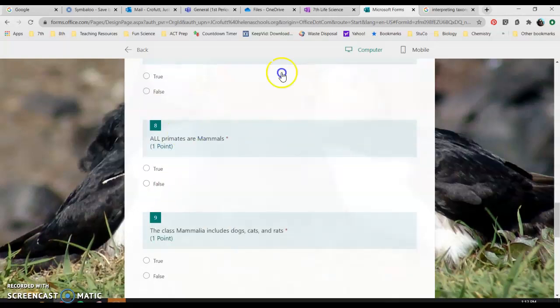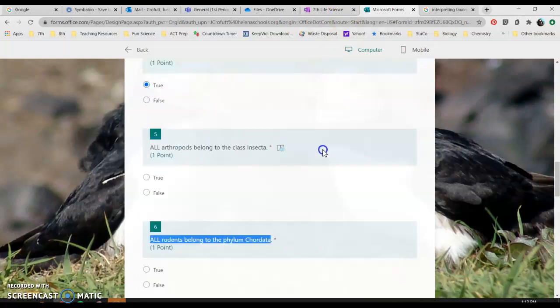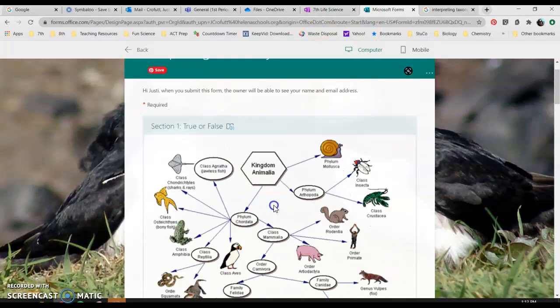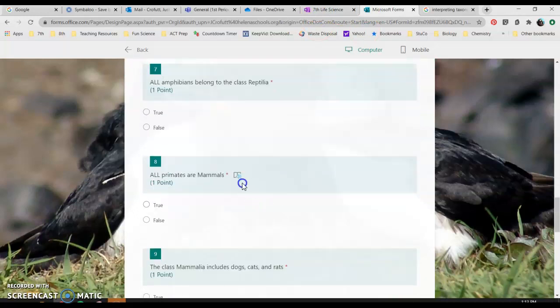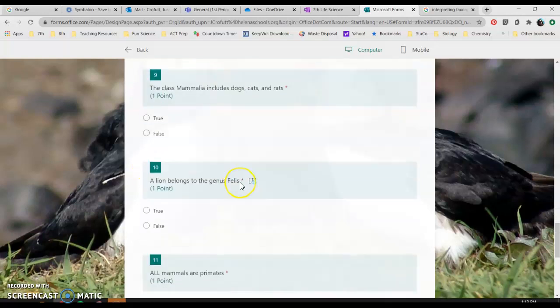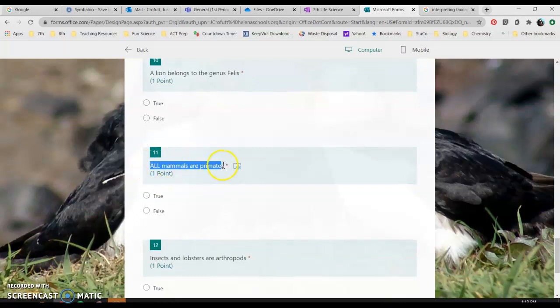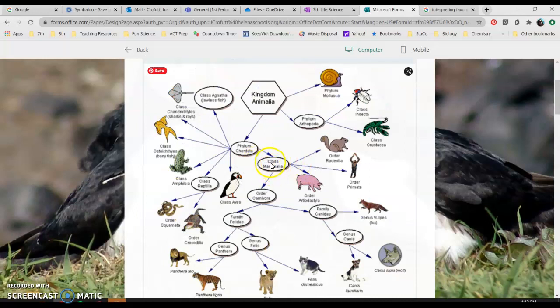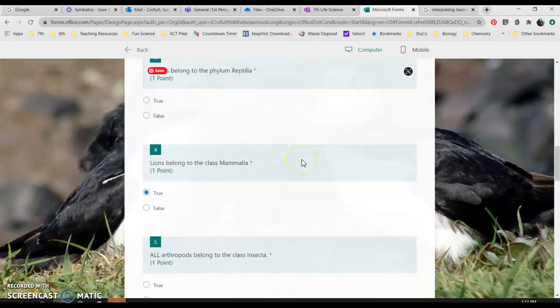Let's look at this one. All primates are mammals. So if we find primates on here, primates are right here, order primates. Do they belong to class Mammalia? So is it true that all primates are mammals? We also have an opposite to that question here. All mammals are primates. So if we go back up to the picture and find mammals, class Mammalia, are they all primates? You would look above them and see, all right, we got phylum Chordata, kingdom Animalia. Is there anything about primates there? So your answer would be false.